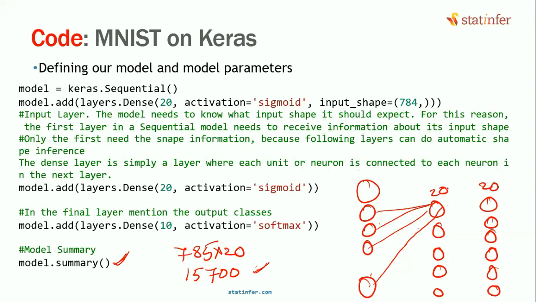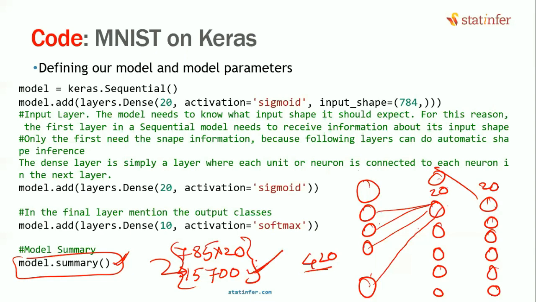This will be 21, like here 20 into 2400 plus we will say actually 21 because there is one bias, the one that is hanging in the air, 21 into 20. That will be like your 420 nodes and all that. When you say model.summary, you will also get this summary automatically generated for you in the first layer.